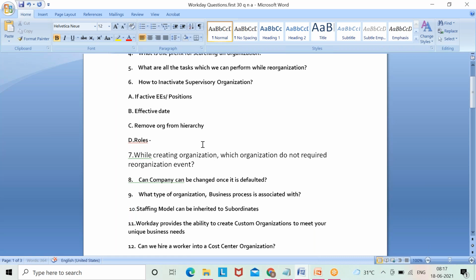Under a supervisory organization, you have an option called organization assignments. Under that, you have two options, allowed and defaulted. Once you default the company, later you can change it at any given time. The reason is that mergers and acquisitions sometimes happen, so the company can be changed at any given time.